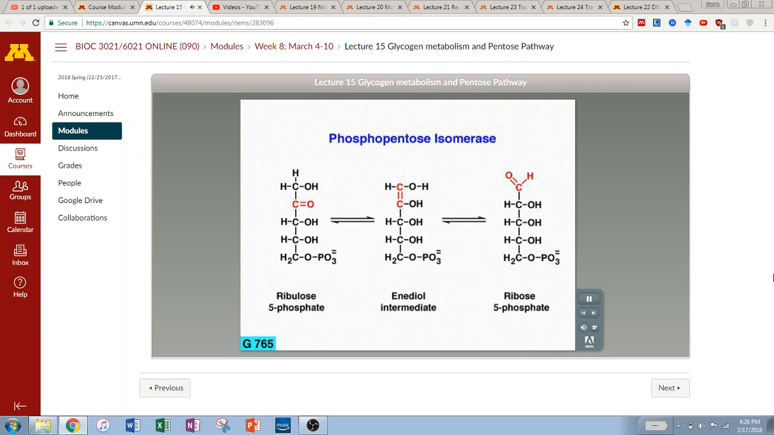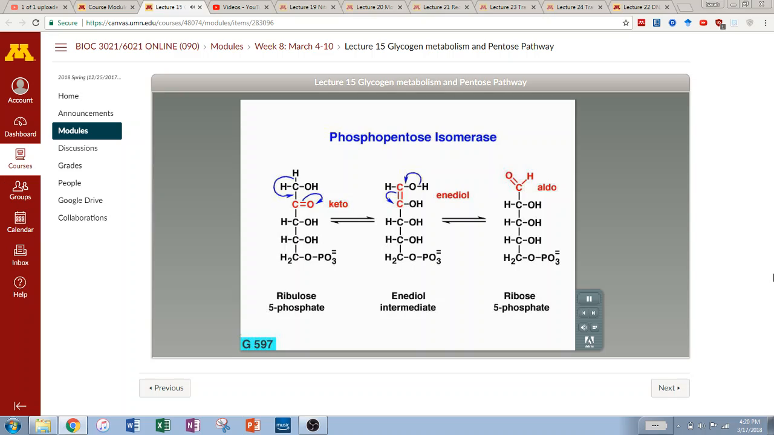As a first step in the non-oxidative phase, the ketone ribulose 5-phosphate can be isomerized to the aldehyde ribose 5-phosphate. The reaction involves the formation of an unstable enediol intermediate in which 2 adjacent carbon atoms containing hydroxyl groups are connected by a double bond. The enediol decays into an aldehyde, which is stable. The isomerase reaction goes through an enediol intermediate.